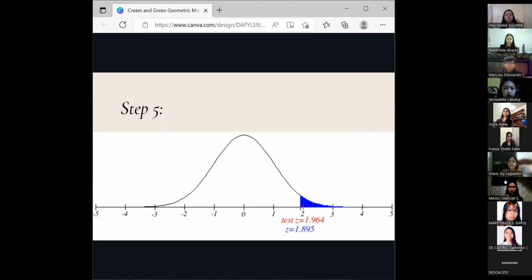Step 5, decision rule. As you can see in the graph, we reject the null hypothesis because the absolute value of the calculated t-statistic 1.964 is larger than the critical value 1.895. So kapag mas malaki ang t-statistic kaysa sa critical value, reject the null hypothesis. Pero kapag mas malaki ang critical value kaysa sa t-statistic, we fail to reject the null hypothesis. Next.